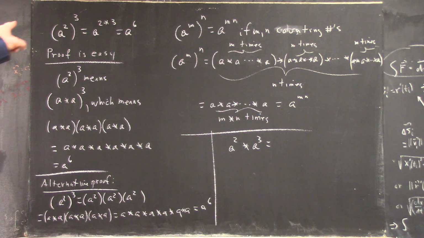Now this looks a whole lot like that. You got a 2 and a 3, right? But what are you going to do? Add them. You're going to add your exponents. Why?